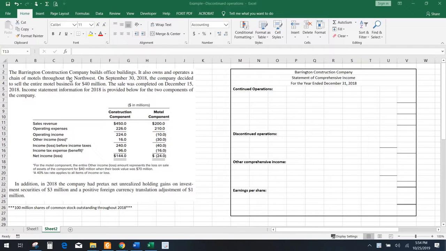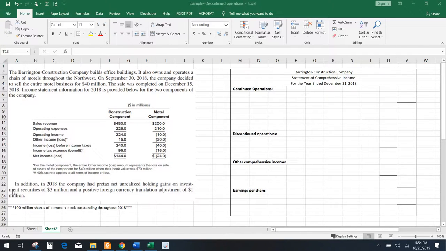The problem says the Barrington Construction Company builds office buildings. It also owns and operates a chain of motels throughout the Northwest. On September the 30th, the company decided to sell the entire motel business for $40 million. The sale was completed on December 15th, 2018. Income statement information for 2018 is provided below for the two components of the company, and they provide the information here.